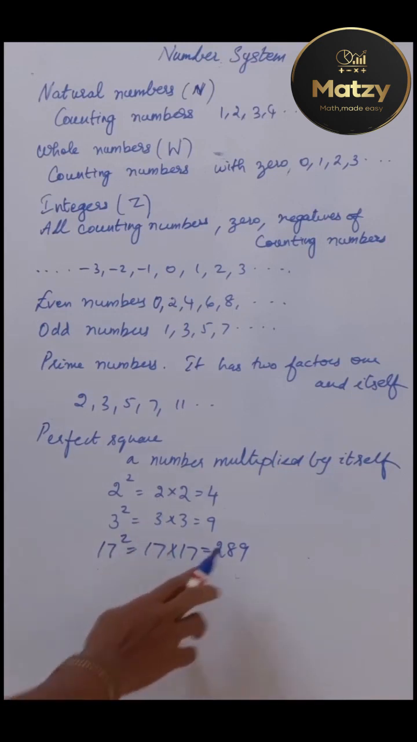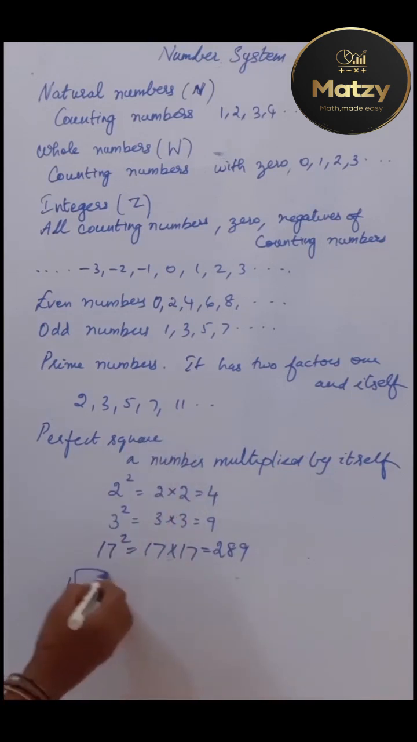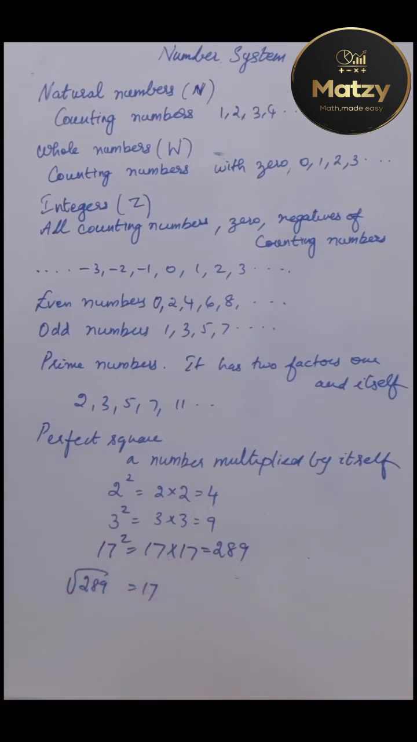But the square root of 289 is 17. Because when you multiply by 17, then only you will get 289, no? So the square root of 289 is 17. Again, the square root of 9 is 3. Okay. Now, I'll do 1 or 2 problems based on these concepts.